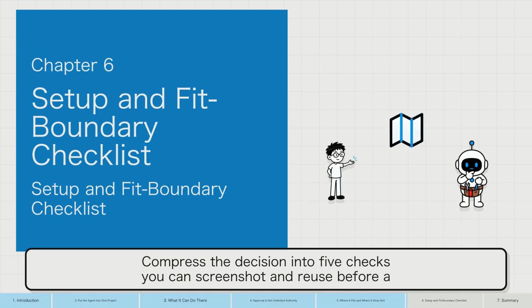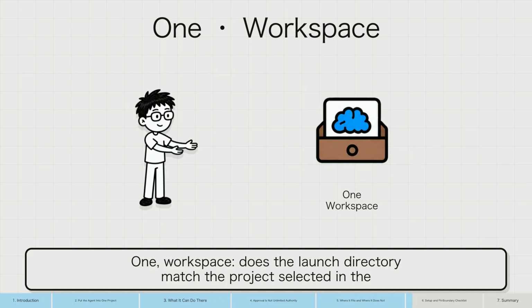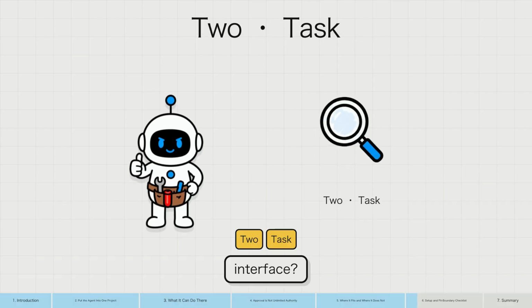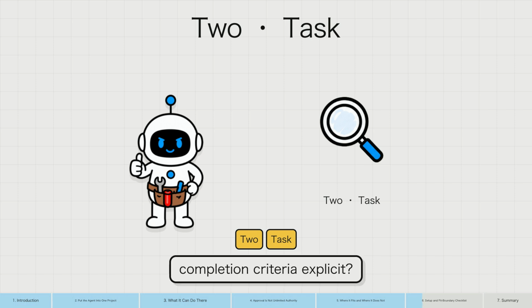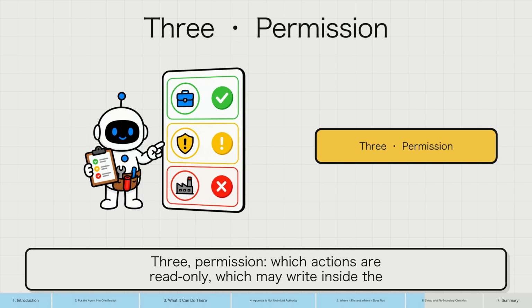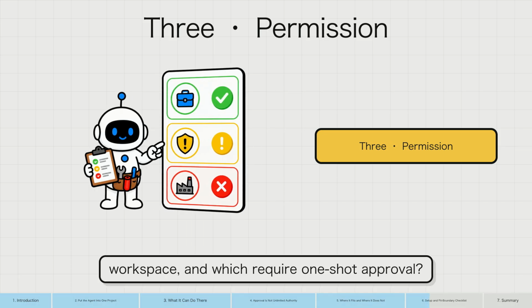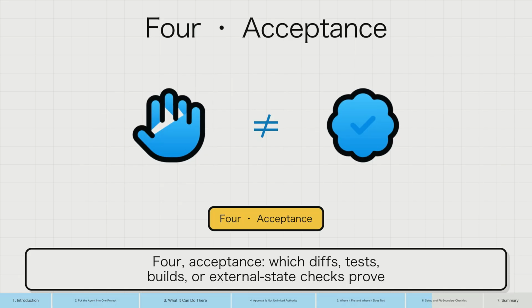Compress the decision into 5 checks you can screenshot and reuse before a task begins. 1. Workspace. Does the launch directory match the project selected in the interface? 2. Task. Are the target files, allowed scope, protected areas, and completion criteria explicit? 3. Permission. Which actions are read-only, which may write inside the workspace, and which require one-shot approval? 4. Acceptance. Which diffs, tests, builds, or external state checks prove the outcome?